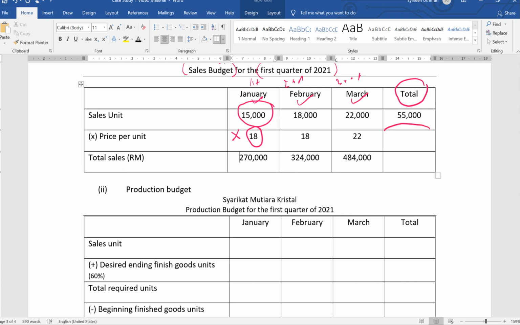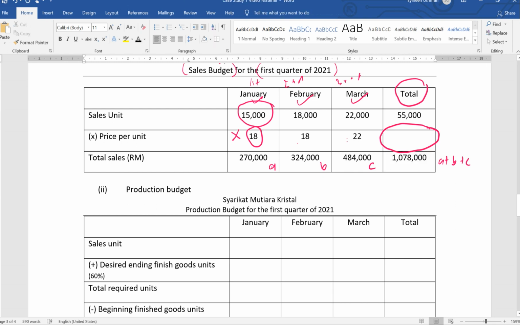So all this apa yang kena buat, sebab selalunya kita akan terus salin je price per unit tu dan letakkan di kolom sini, betul? Tapi since you have two different prices, so what we're gonna do is, okay, dengar betul-betul, mula-mula awak akan jumlahkan total sales. So you jumlahkan A plus B plus C. So you're gonna have the total for your sales. So total sales ialah RM1,78,000.